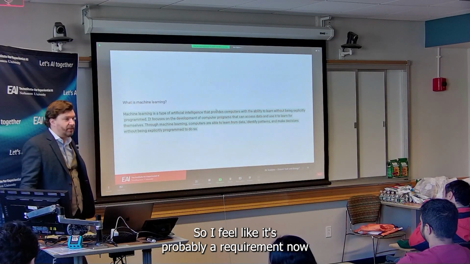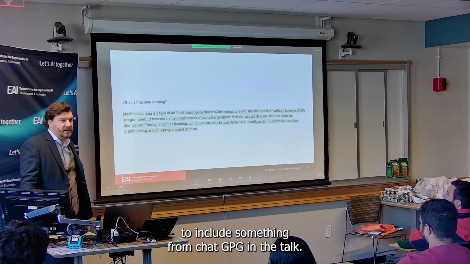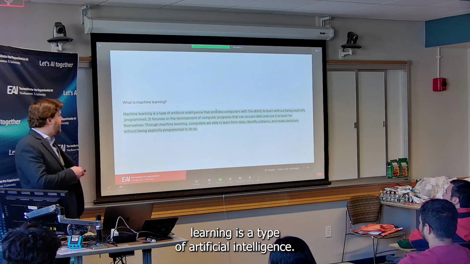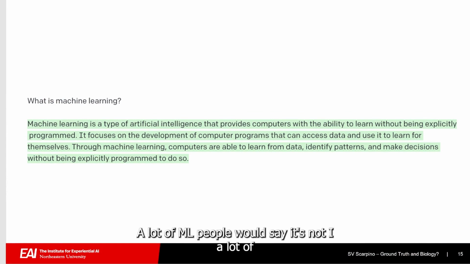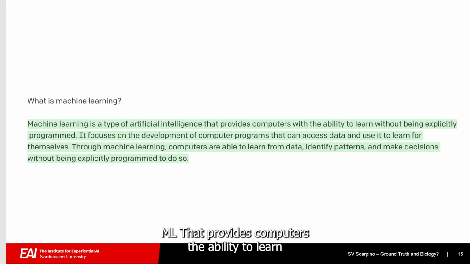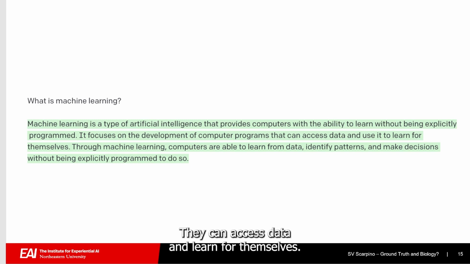So I feel like it's probably a requirement now to include something from ChatGPT in the talk. And so I just asked it what machine learning is, and it says machine learning is a type of artificial intelligence. In fact, you probably couldn't even get everybody to agree that that's true. A lot of ML people would say it's not AI. A lot of AI people would say it's definitely not ML. That provides computers with the ability to learn without being programmed. It focuses on the development of computer programs that can access data and learn for themselves. Computers are able to learn from data, identify patterns, et cetera.